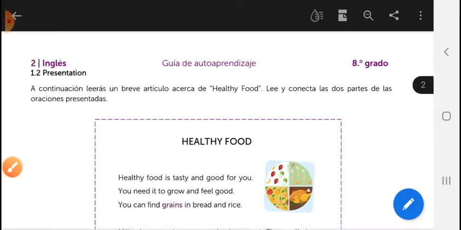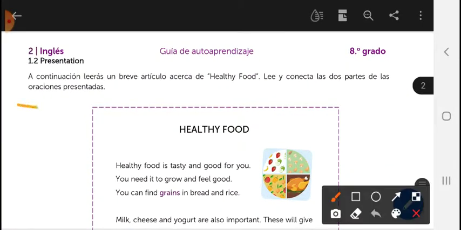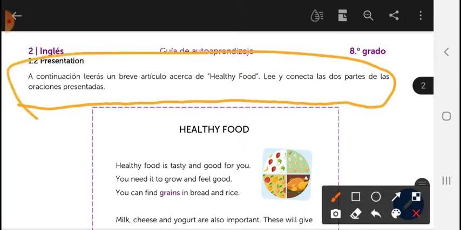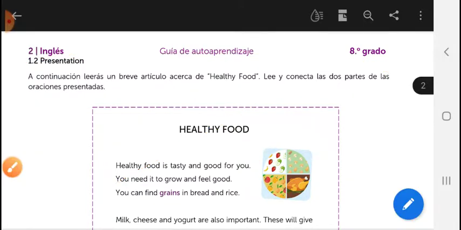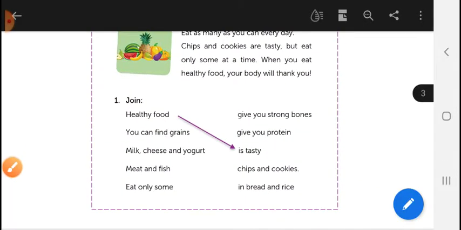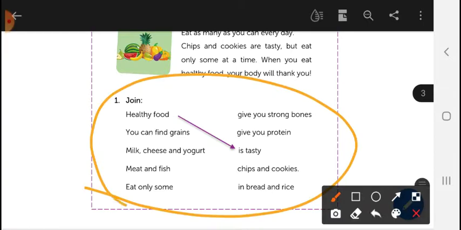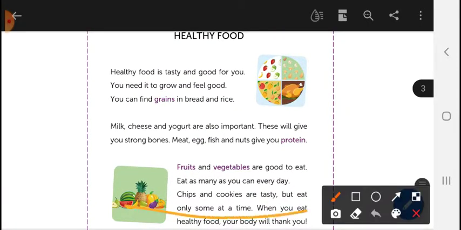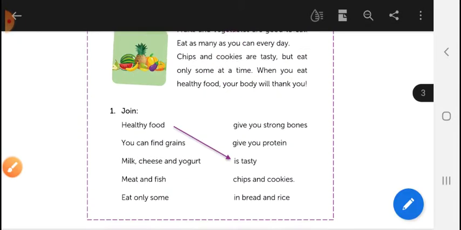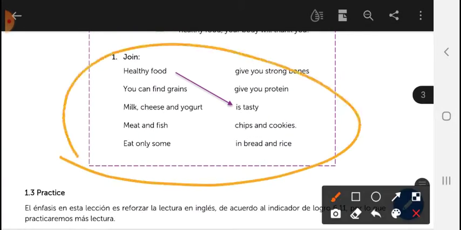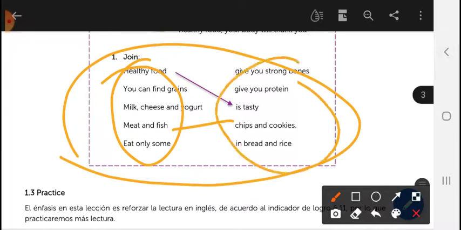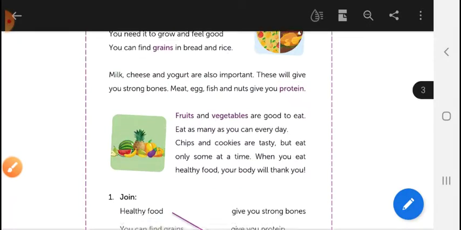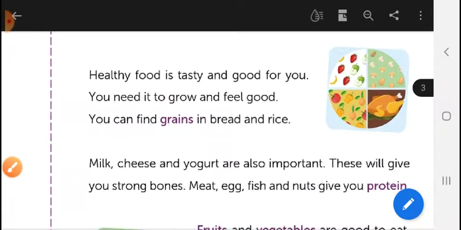Let's continue in the presentation part. A continuación leerás un breve artículo acerca de healthy food. Lee y conecta las dos partes de las oraciones presentadas. Attention. So, you have to read this part, and then we do this part connecting this side with an arrow, con una flecha. Just an example, okay? Let's see the first example.